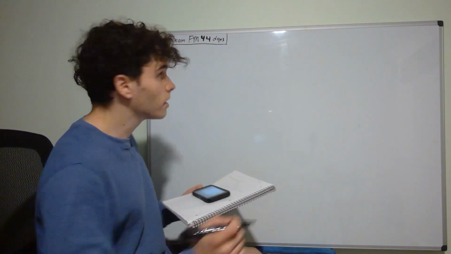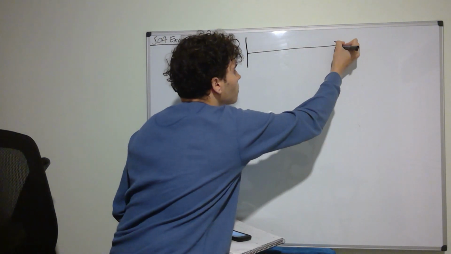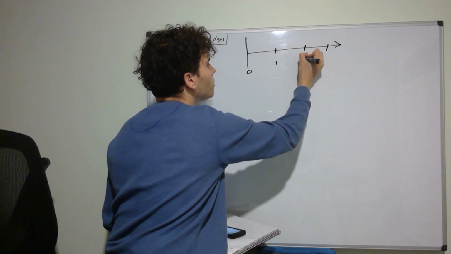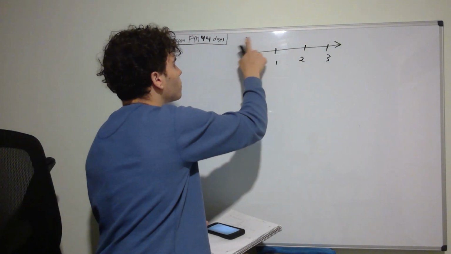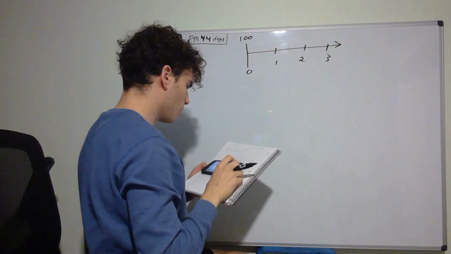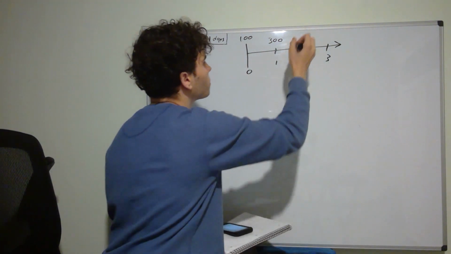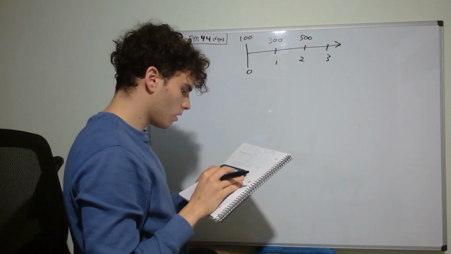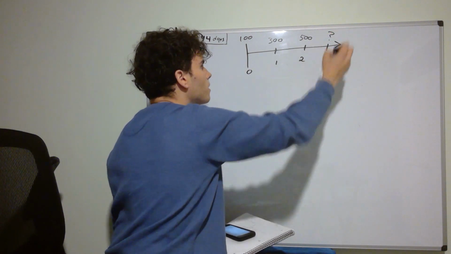Alright, so let us set up our time diagram. So we have 3 years: 0, 1, 2, 3. We have a deposit of $100 right now, $300 in 1 year, and then $500 in 2 years. So we're trying to find the accumulated value of all of these funds at the end of 3 years. So how much is it at the end of 3 years?